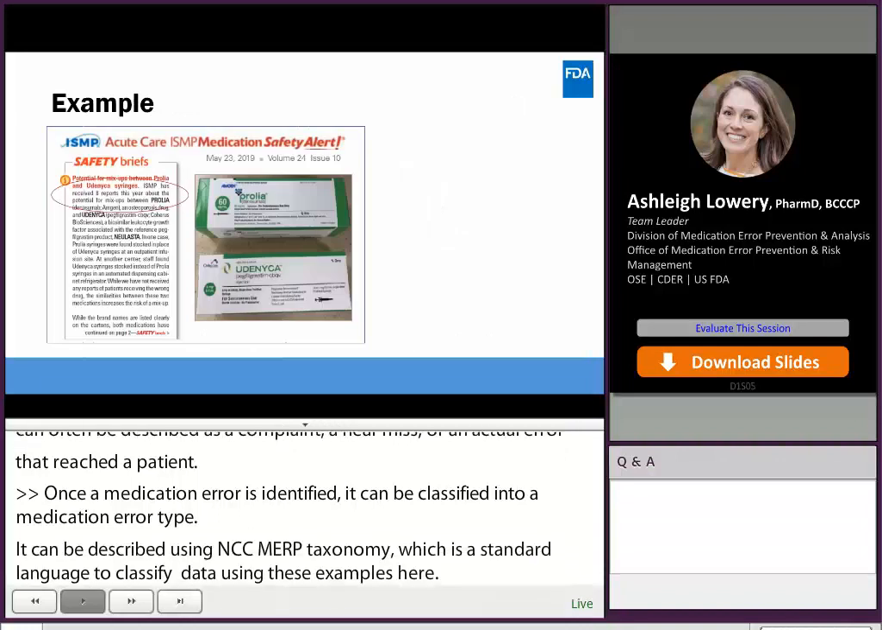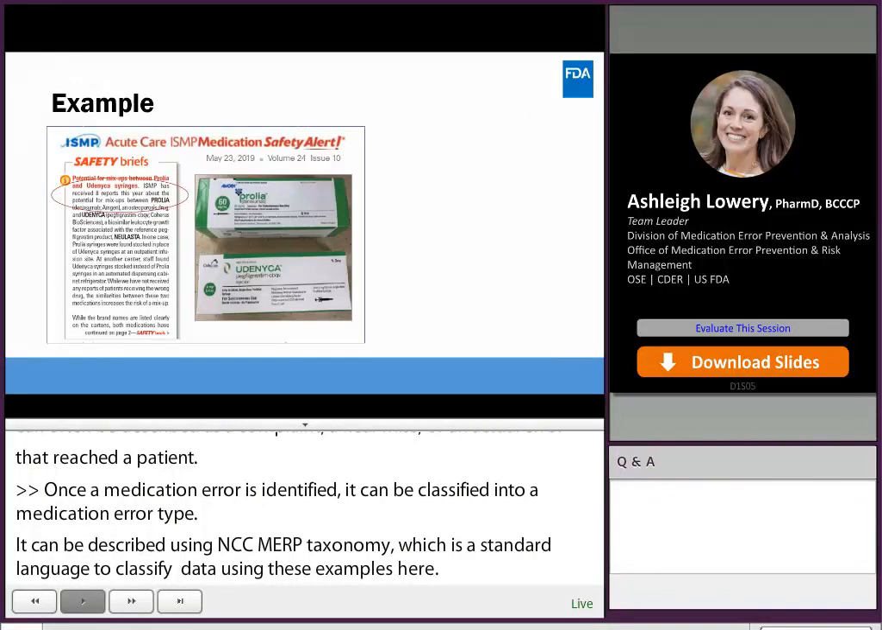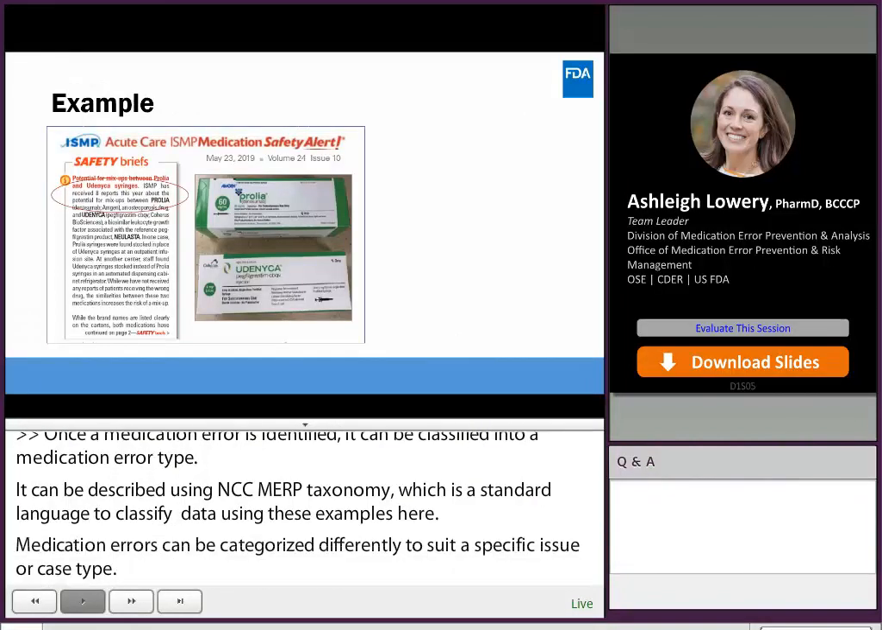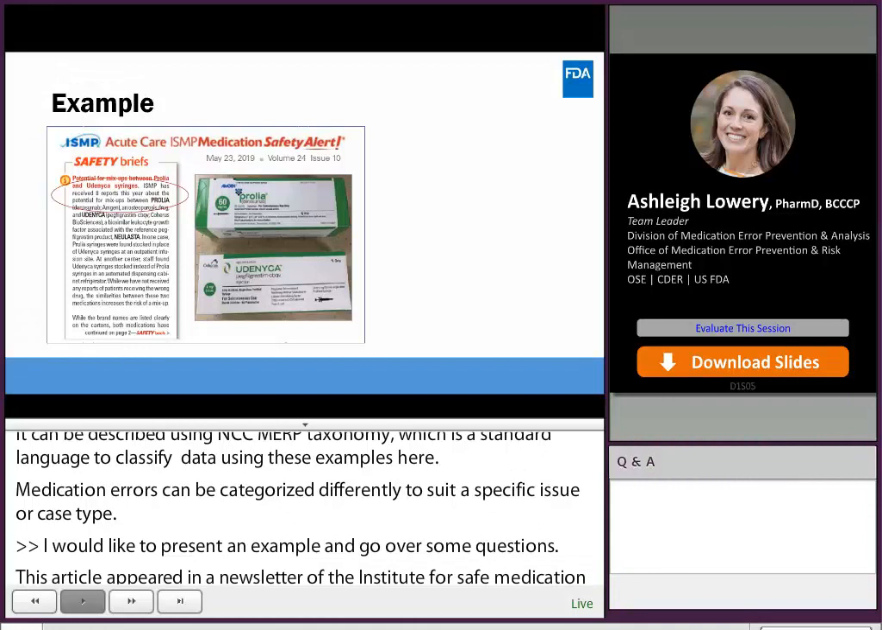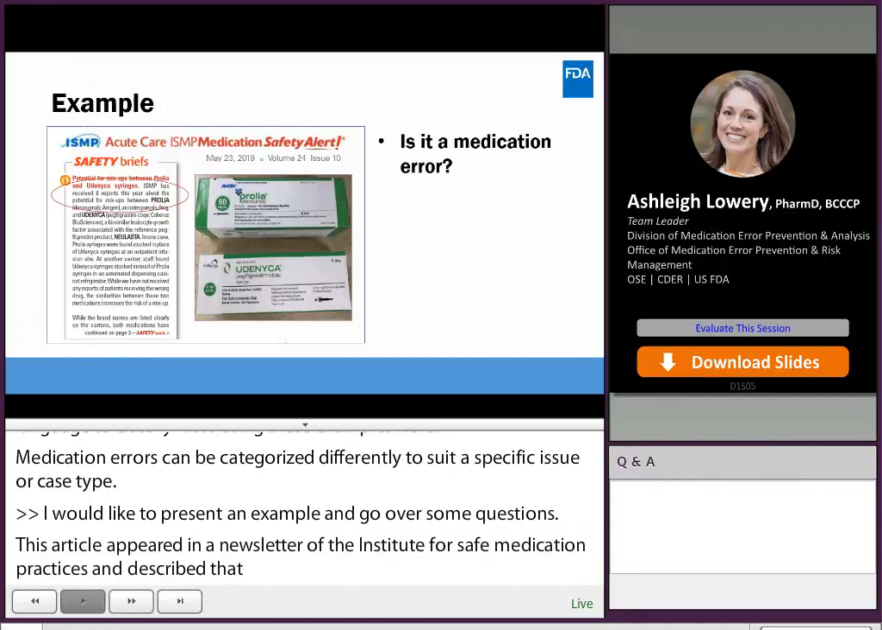I'd like to present an example and go over some questions. This article appeared in a newsletter of the Institute for Safe Medication Practices and described that ISMP had received 8 reports this year about potential for mix-ups between Prolia and Udenyca, which are pictured on the right. So the first question is, is this a medication error? So I'll give you a few moments to think about your response.